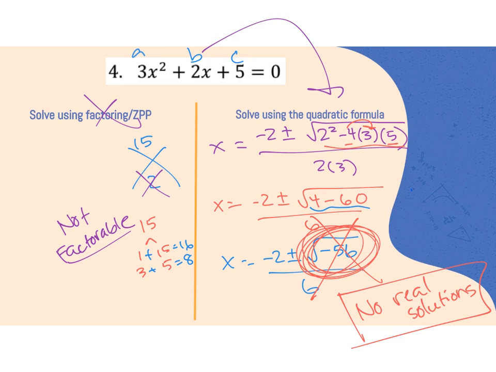Okay. So I couldn't factor it because it was not factorable, and now we know why it wasn't factorable, because it's actually not something that has real solutions. So then that's it. I'm done. No real solutions here, and you call it good.